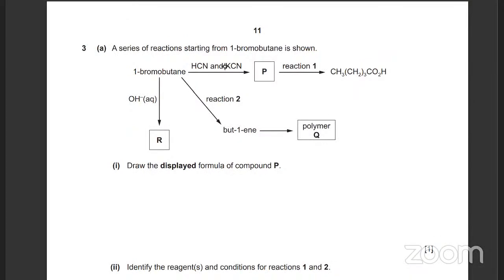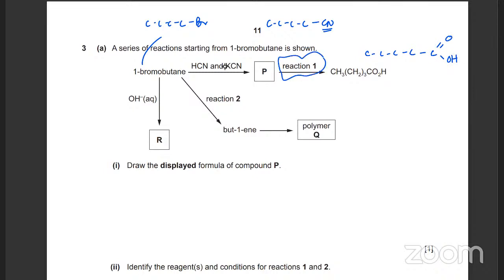So 1-bromobutane, I'm going to do all the working here. That's 4 carbon atoms, and on the first one there's a bromine. So P is going to be the same thing, 4 carbon atoms, and instead of the bromine, there's going to be a CN. And this one is the same thing, except for the CN: 4 carbon atoms, then you had a CN, right? Now you're going to have a carboxylic acid. So reaction number 1 is dilute acid plus reflux. So it could be dilute HCl.